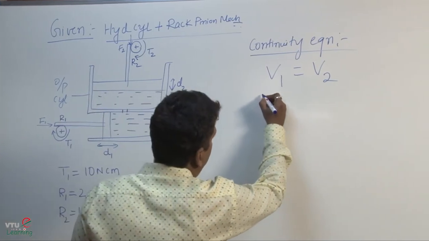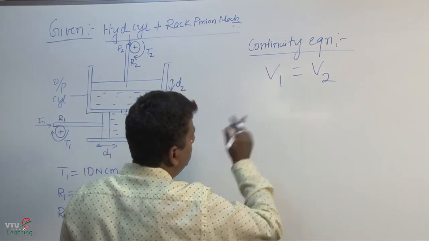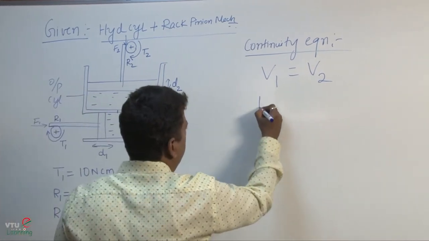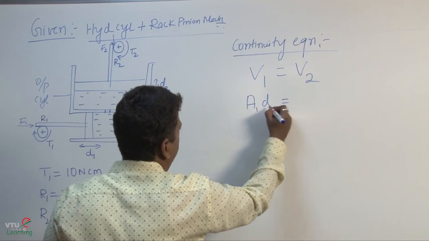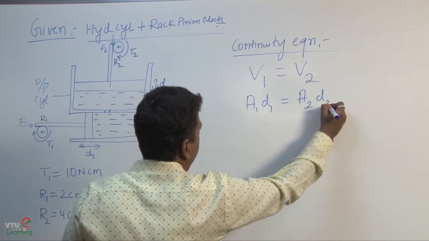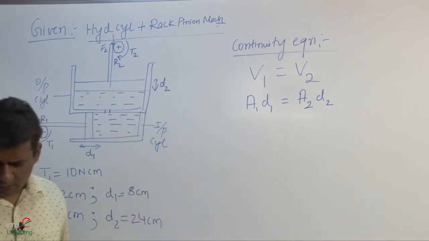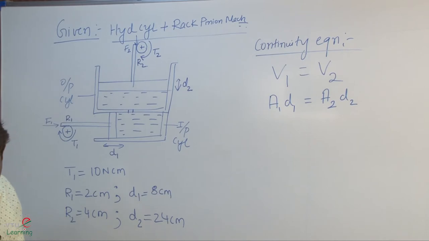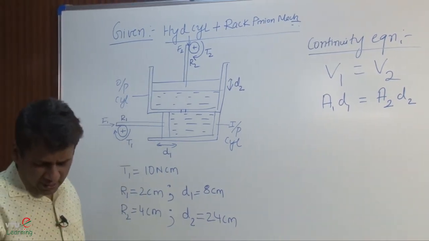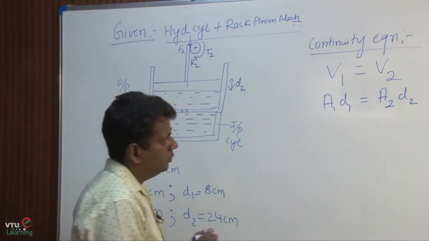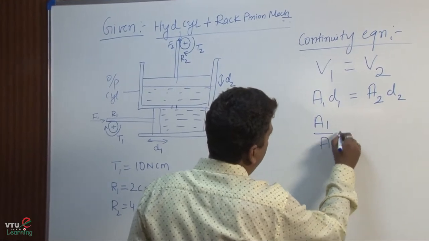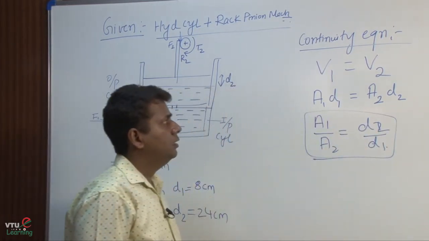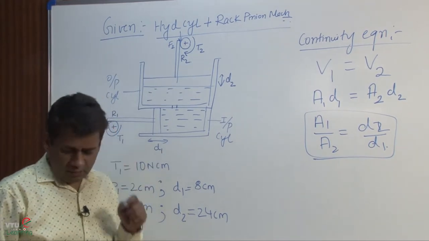Assuming equal volume is being pushed, you can write V1 is equal to V2, which is nothing but A1 D1 is equal to A2 D2. But D1 and D2 are the displacement or the diameter, right? So, we can come back and modify this, and we get A1 by A2 is equal to D2 by D1, okay? This is one continuity equation. Based on this, the working principle is running.